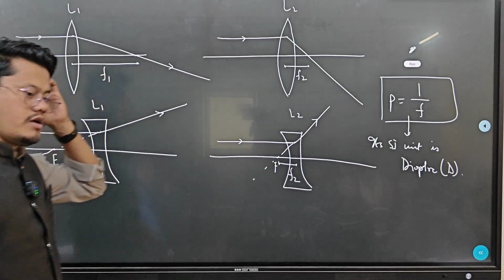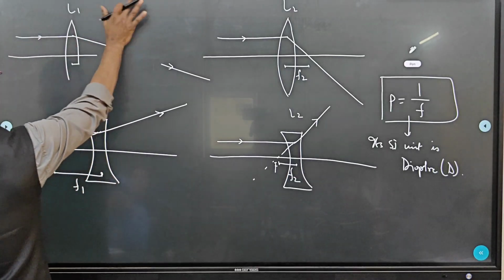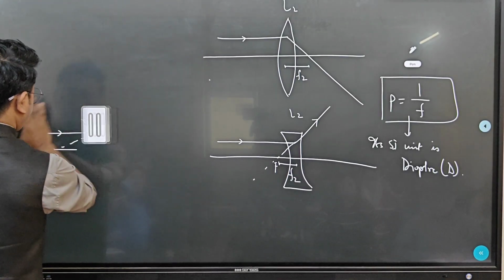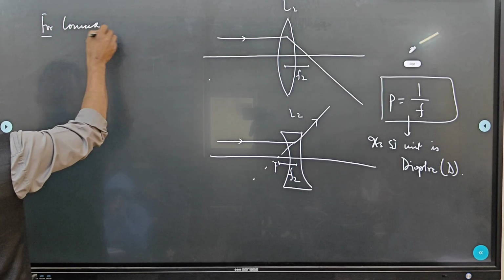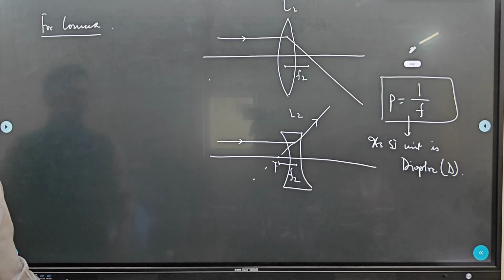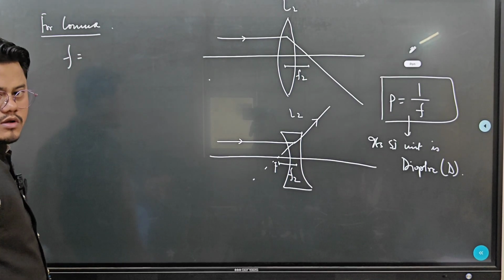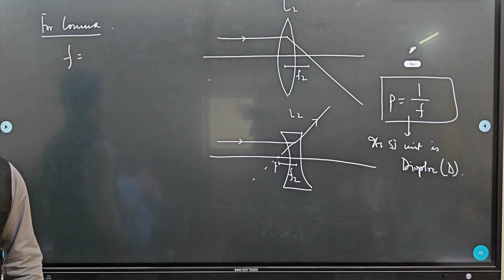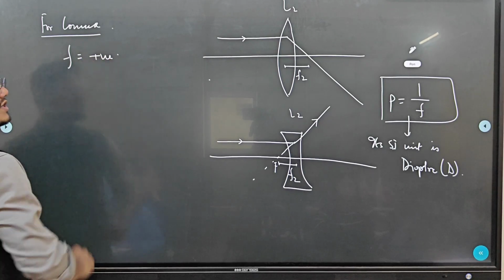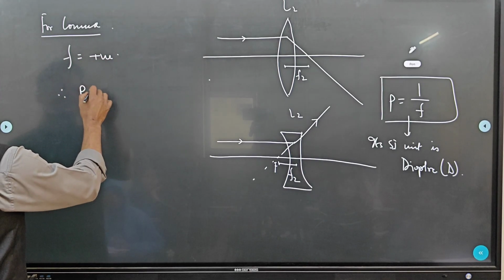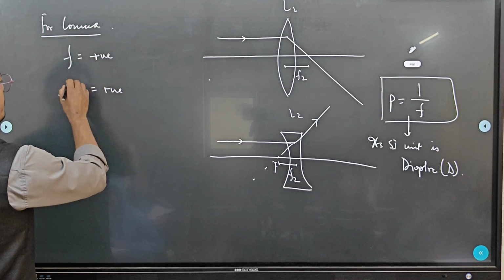Okay, go for the next topic. Let us try to understand what should be the power for concave and convex lens. Below you just write for convex. For convex lens, focal length is always positive or negative? Positive, very good. Focal length is always positive, right? Therefore, since f is positive, power also needs to be positive.